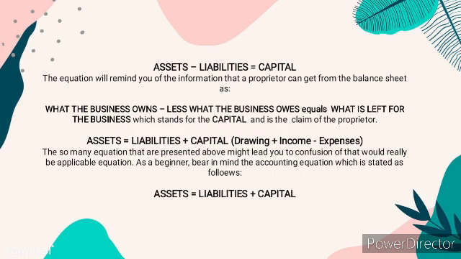So, the example for assets minus liabilities equals capital is that our assets are 70,000 pesos.